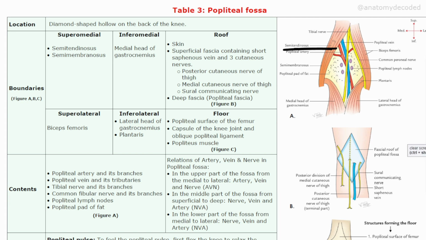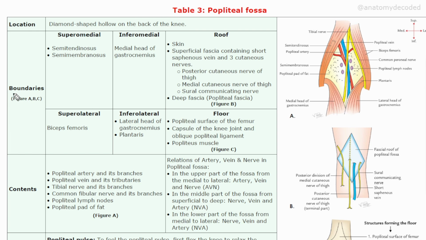So popliteal fossa, where is it located? It is located at the back of the knee. It is a diamond shaped hollow. It corresponds to the cubital fossa of the upper limb. In front of the elbow in the upper limb there is cubital fossa, and behind the knee in the lower limb there is a fossa called popliteal fossa.